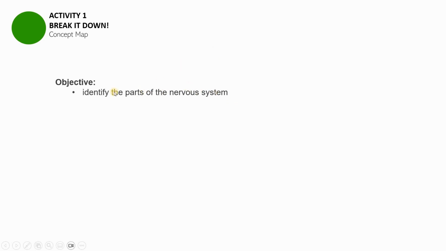Actually, it's only one. The objective for this activity is for you to be able to identify the parts of the nervous system. The best way to memorize or at least be familiar with the parts of the nervous system is actually to put them in a concept map. You know how sometimes we tend to be better at locating information instead of just memorizing them. Yeah, that is the concept.